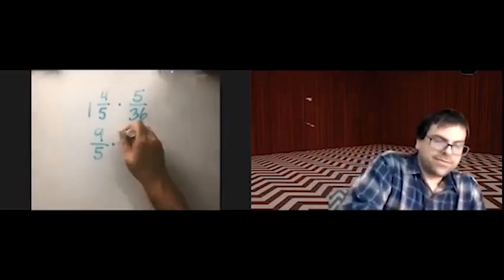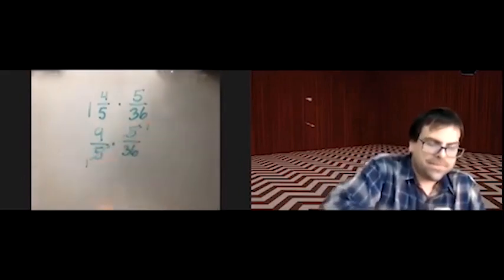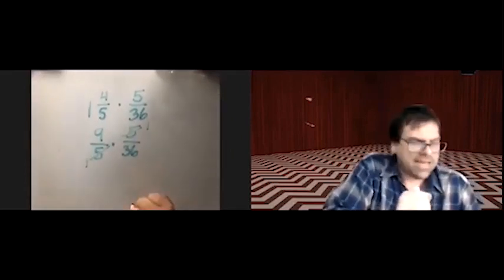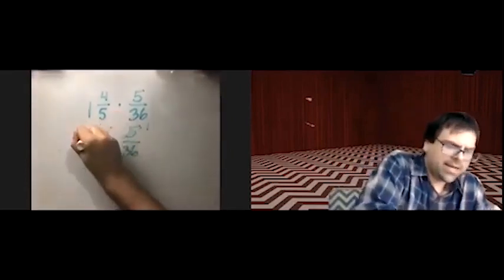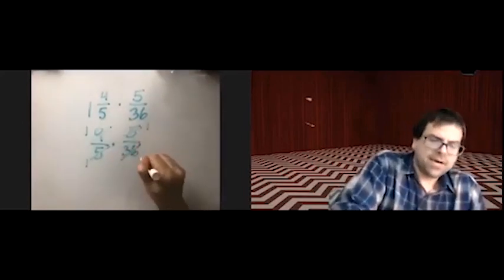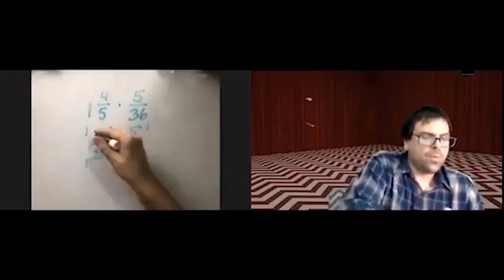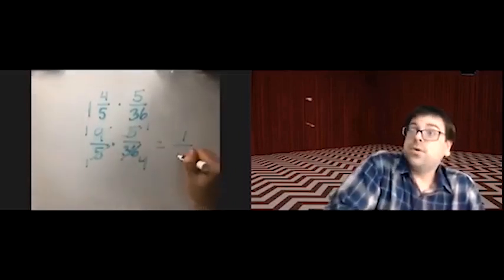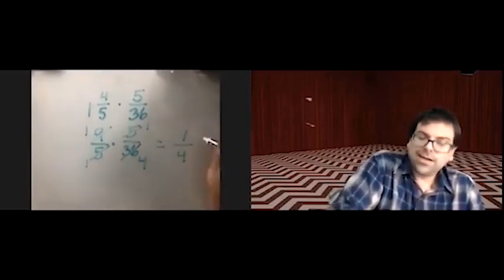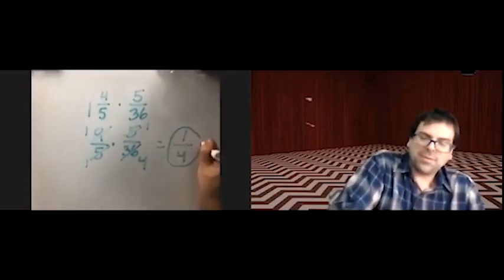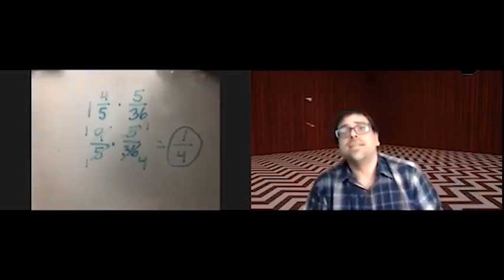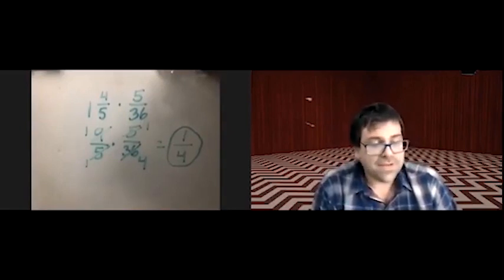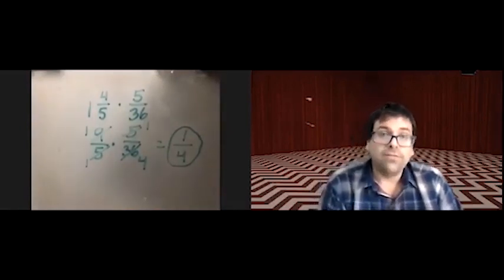We can cancel. 5 and 5 is 1 and 1. 9 and 36 is 1 and 4 because they both divide by 9. 9 divided by 9 is 1. 36 divided by 9 is 4. 1 times 1 on top is 1. 1 times 4 on the bottom is 4. And hey, it's not even an improper fraction, so we don't have to worry about taking it back to a mixed number. 1 and 4/5 times 5/36 is 1/4.